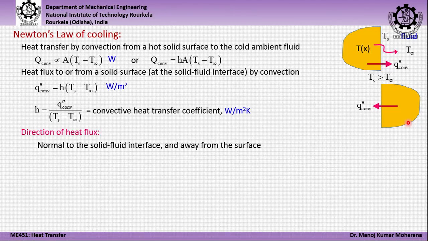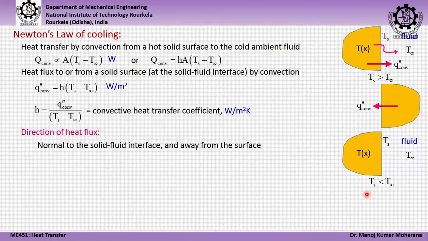That means, when the solid surface is at higher temperature, the flux direction will be away from the surface towards the fluid. If we consider another situation where the ambient fluid temperature is higher than the solid surface temperature, then there will be transfer of heat by convection from the fluid to the solid surface, and from the surface heat will penetrate into the solid by means of conduction. So, inside the solid there will be conduction, and here on the surface there will be convection.